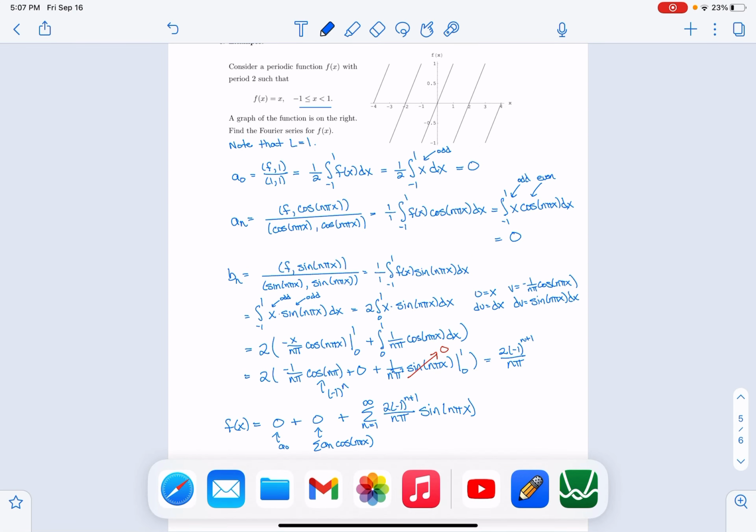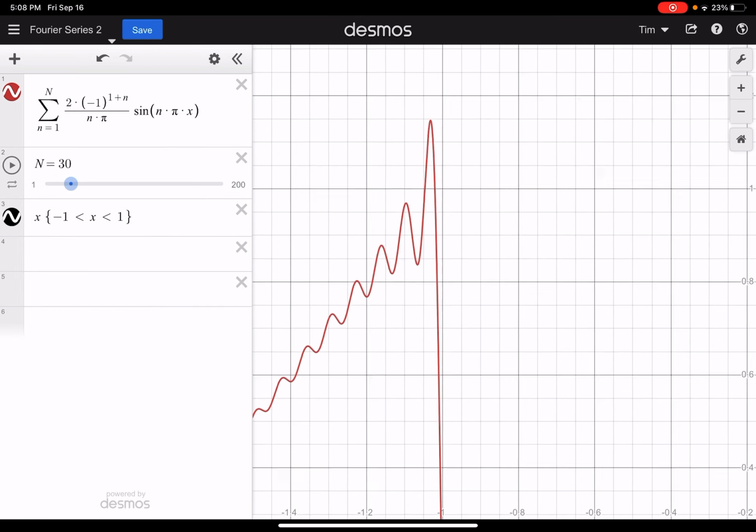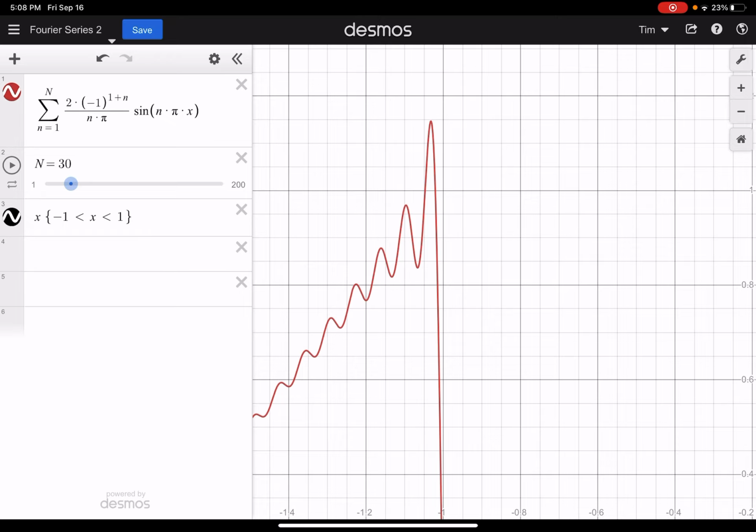I just want to show you what it looks like in Desmos. So here I have plotted the series, in this case with 30 terms. I've also plotted the function x between -1 and 1. And you can see that the series looks like the function x repeated from -1 to 1 and then repeated with a period 2. And the only places where there's something funny going on is at the discontinuities, where you can see that our function doesn't really look like that line segment that we're looking for.